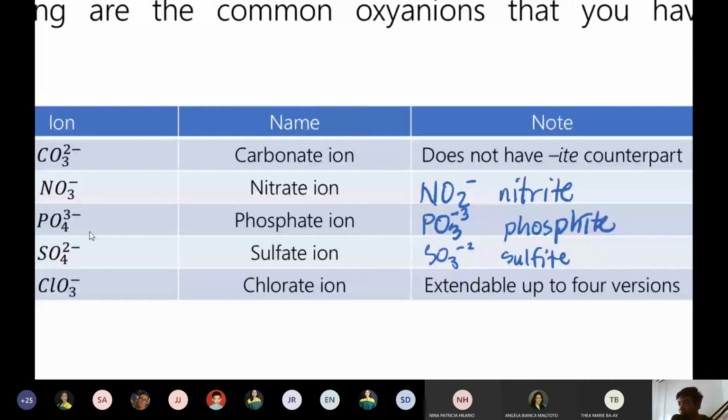Okay. So, let's have chlorate. So, the common oxyanion for chlorine is ClO3. Whose name is chlorate. Ito yung common oxyanion niya, chlorate, ClO3. Anong note natin dito? This is extendable up to 4 versions. Ibig sabihin, hindi lang ite yung meron siya. May dalawa pa. So, puntahan natin dito sa next slide.